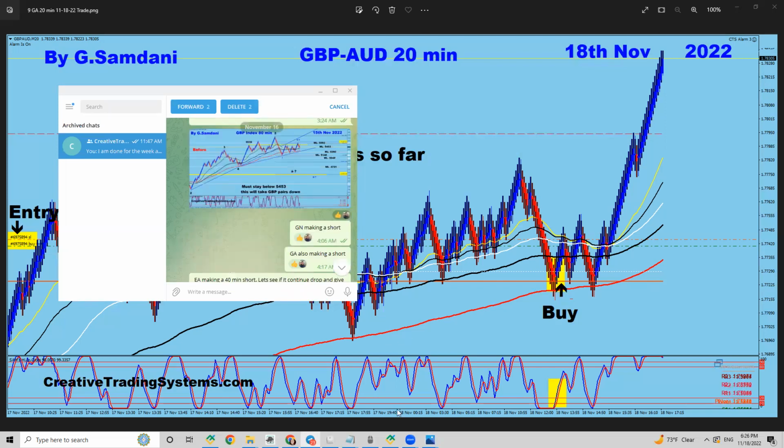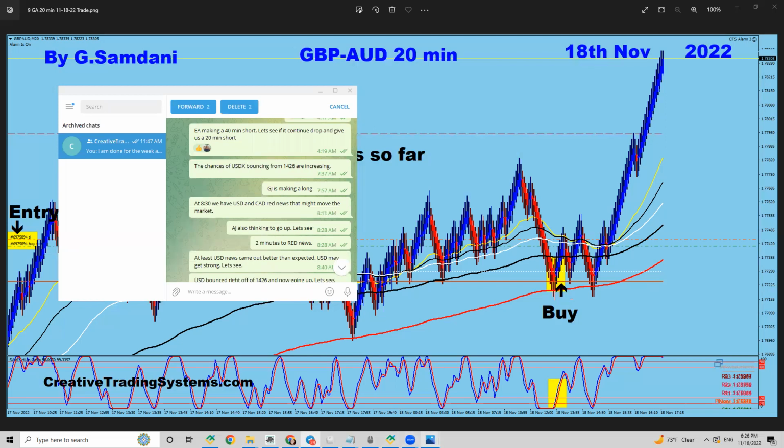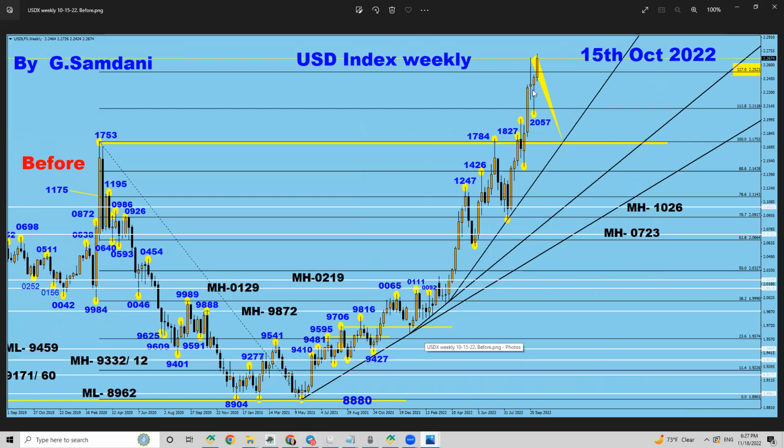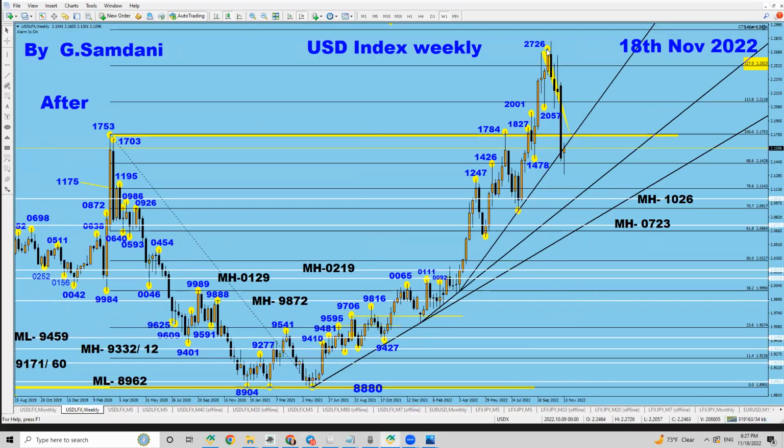Like the US dollar index. Oh, by the way, let me show you the US dollar index, what was happening and what it is. This is a chart for the US dollar index I made on 15th October, saying this is where it's going to make the turn and go down here. At least 1753 was my initial target. And right now, the current chart is this. See that it made the turn exactly from there, and then dropped all the way big time, very close to 1450 instead of 17. So this is how it is.